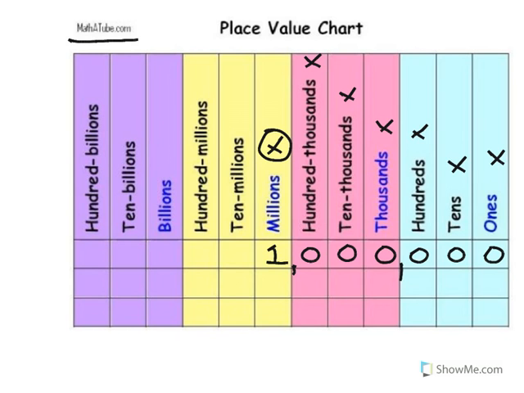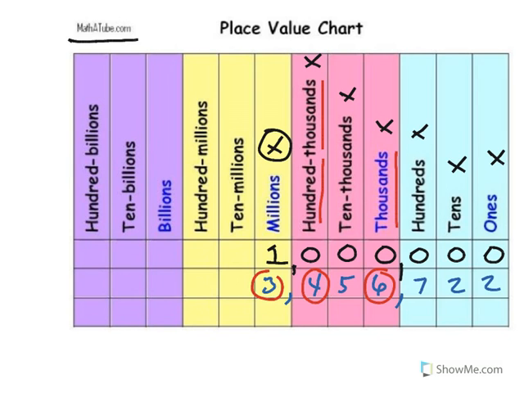So I'm going to write another number here. How about 3,456,722? So let's change the pen color here to red. I'm going to circle a number here. You tell me where on the place value chart this lands. So how about the 6? Thousands, correct. That's the thousands place. How about the 4? Yes, that's in the 100,000s place. And lastly, we have 3 million.